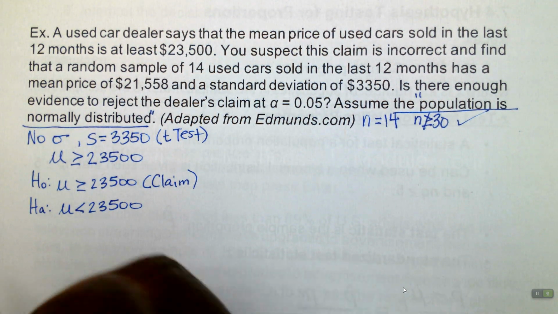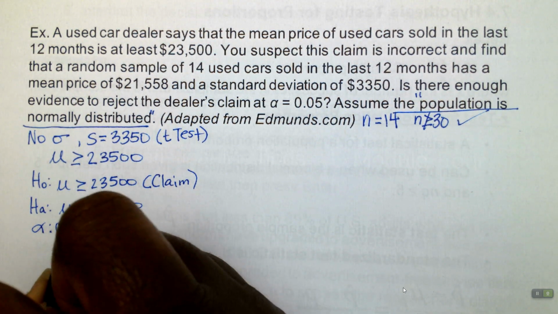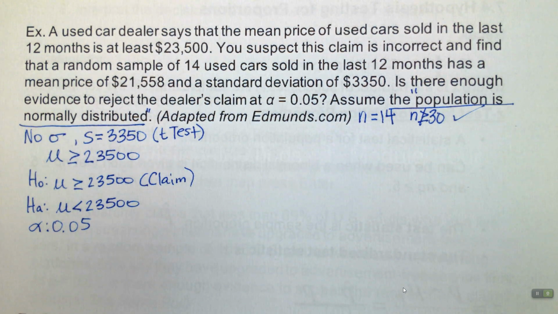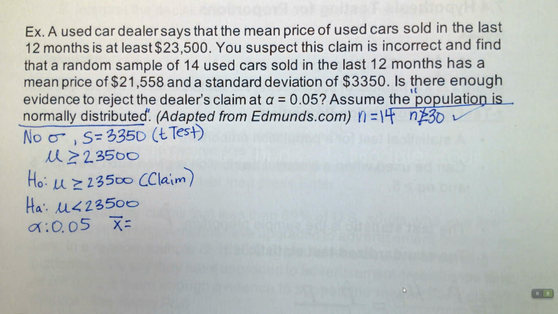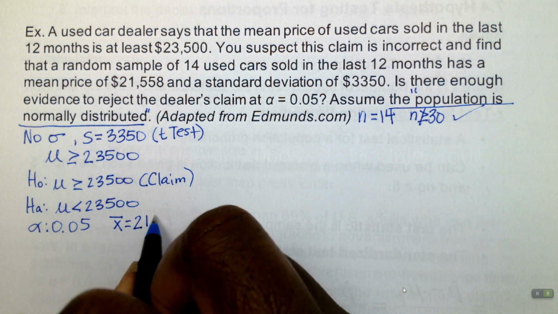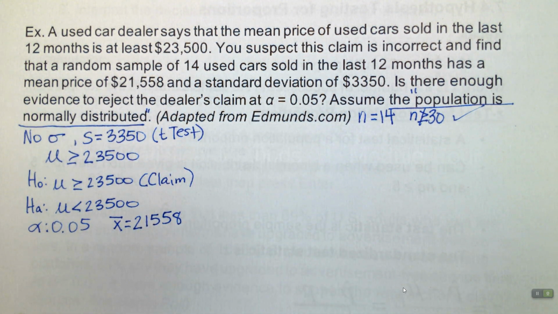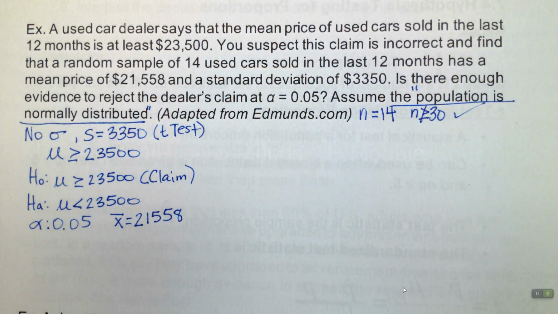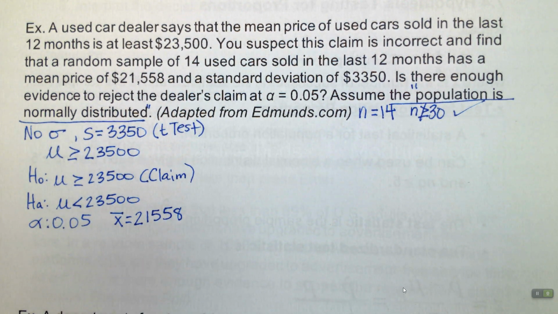All right, so we need our level of significance: 0.05. And I like to compare my sample mean. So this is what they're saying, it's at least this. But when we ran our sample, 21,558, that's not at least what they're saying. But, you know, you have a margin of error, so you don't know how close it is. But that looks a bit far off, so I don't think they're right. But we gotta let the numbers show us.